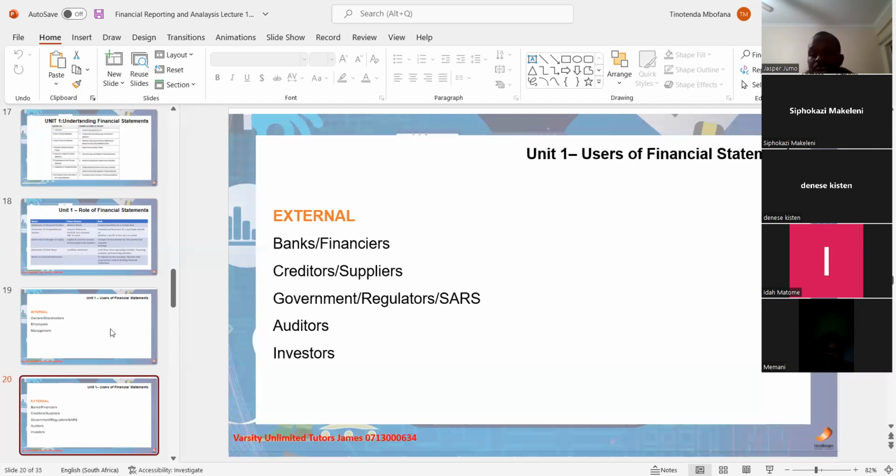Auditors, they want to see if you guys are honest, you're not stealing money from the shareholders, and the only way they can see that is by assessing the financial statements of the business against the source documents.